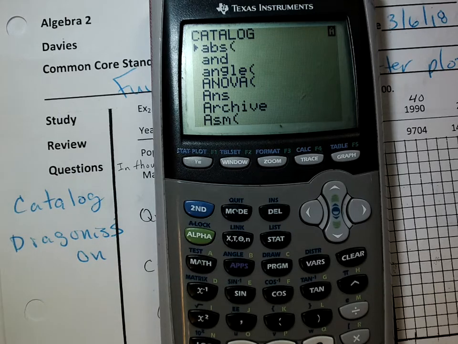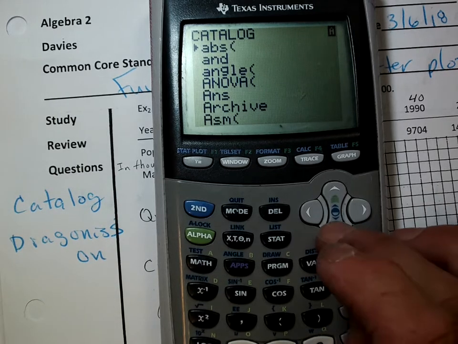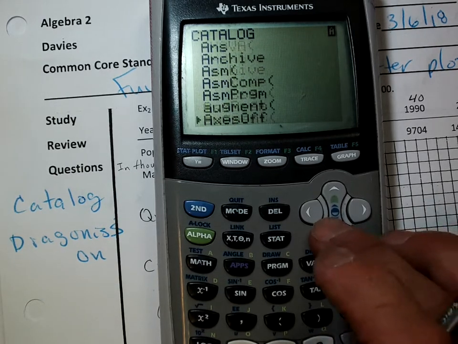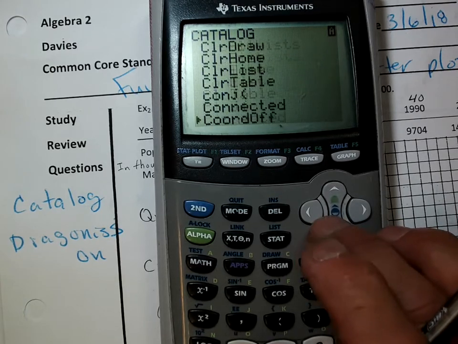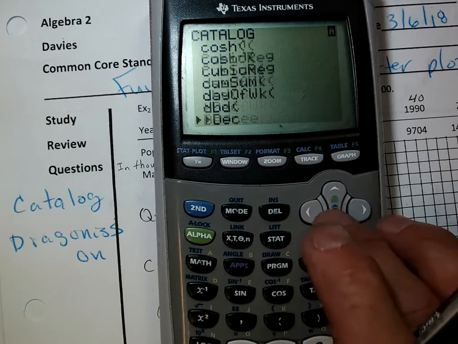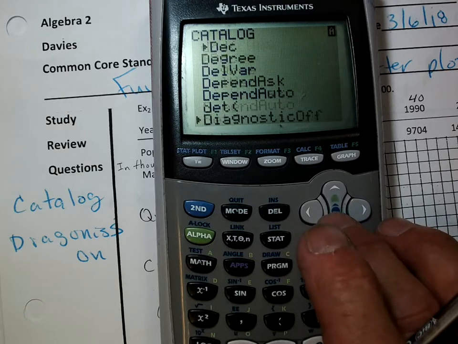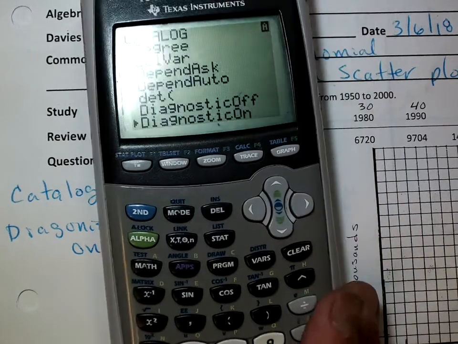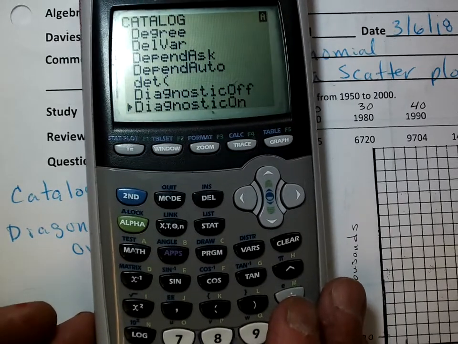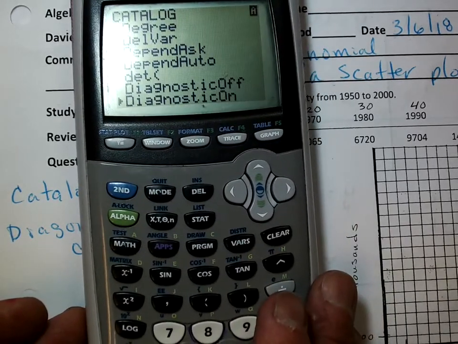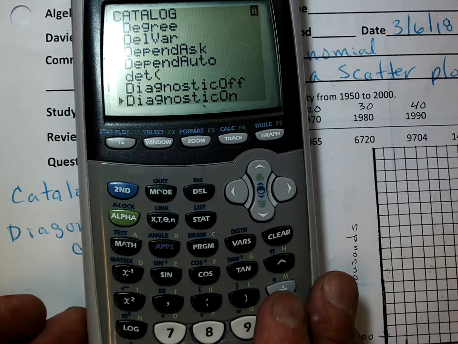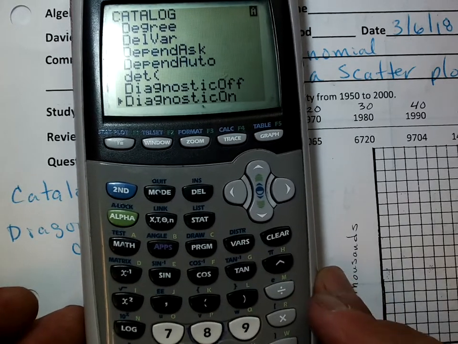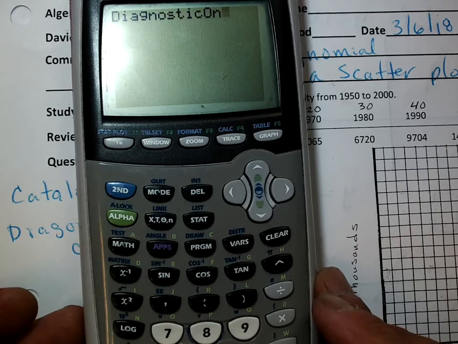Everybody there in catalog? So let's scroll down until we find the word diagnosis. It's in alphabetical order, right? C, D, okay, getting there. There it is. So I've got two diagnoses. One is diagnosis off, and the other's on. We want it to be on so that we can get some information. Okay, so we're going to push enter, diagnosis on, boom.